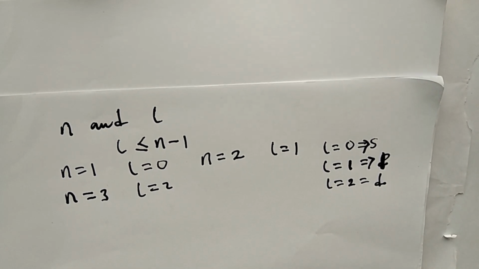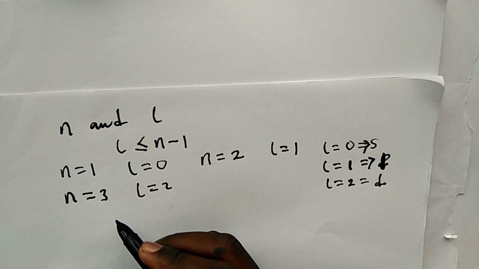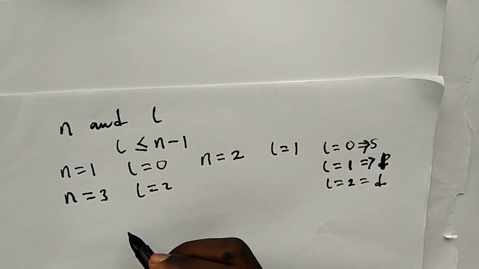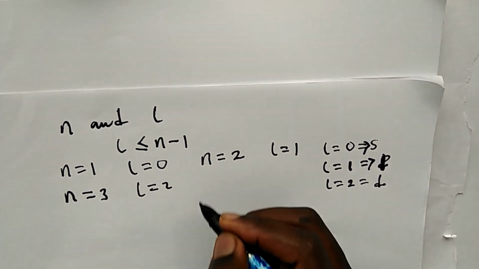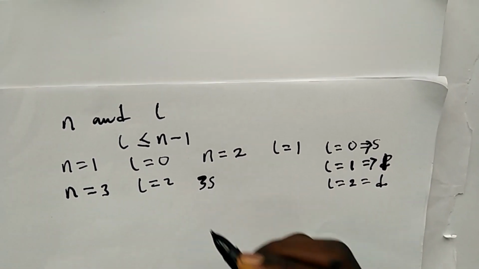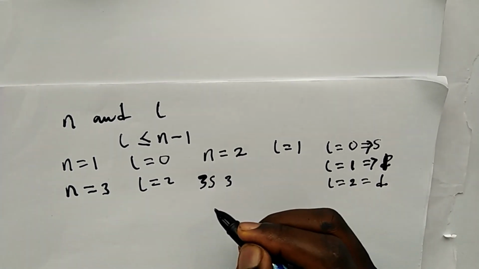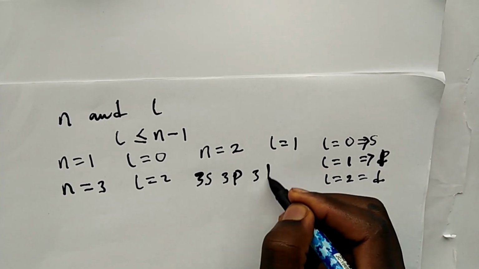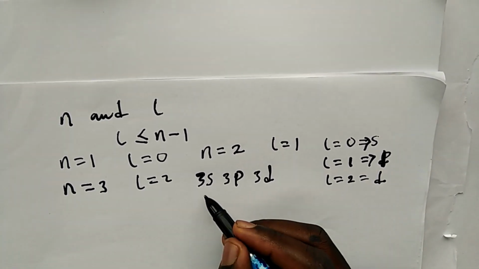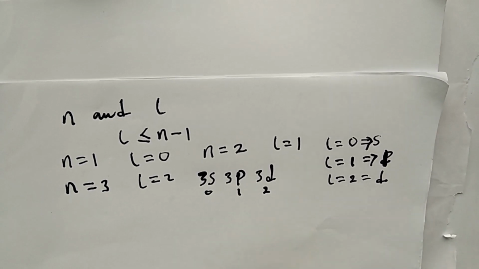Now, since N is equal to 3 and L goes up to 2, when you are representing this particular relationship, you are going to say 3S, 3P, that is when you are doing your electronic configuration, 3P and 3D. You know what that means? It means that this is 0, 1, and 2. So you see, at the end of the day, the number of sub-levels is equal to the number of the energy level, right?